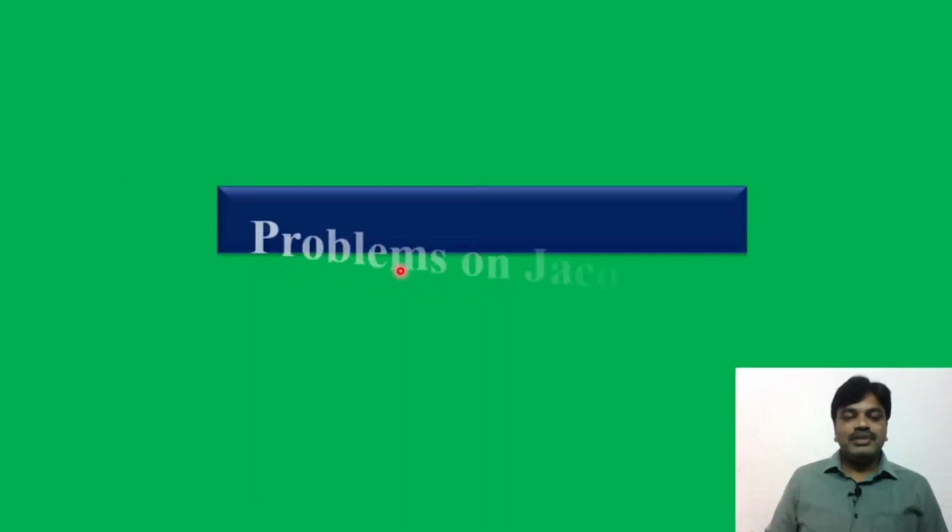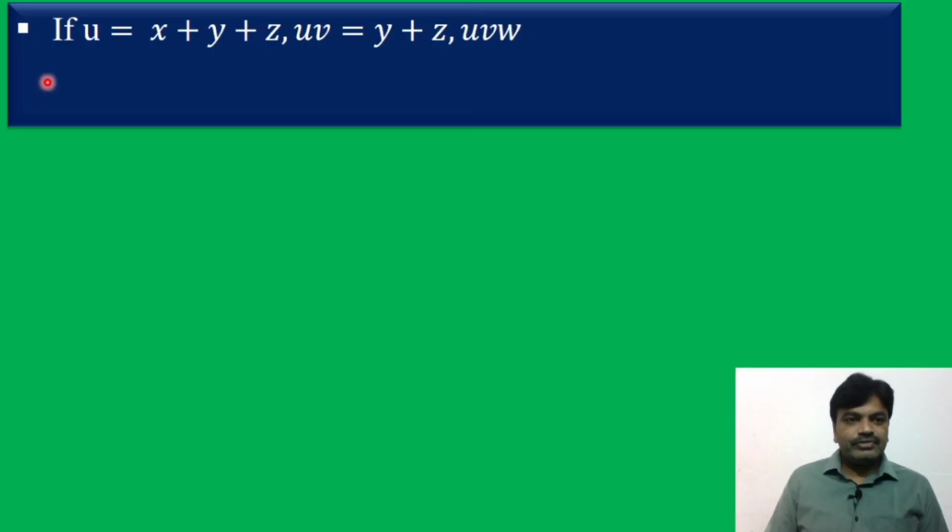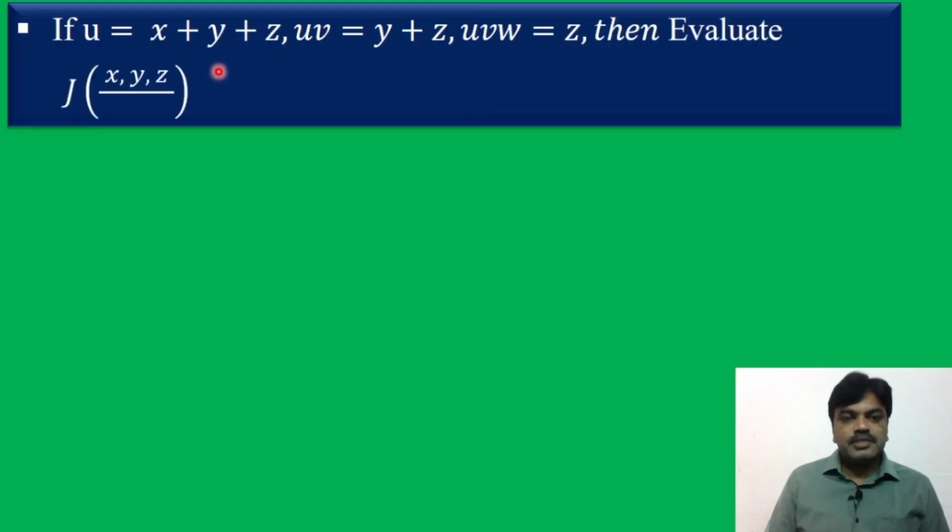Today we discuss problems on Jacobian. Let us see the problem. If u is equal to x plus y plus z, uv is equal to y plus z, uvw is equal to z, then evaluate J of x comma y comma z by u comma v comma w. Okay friends, this is a 2019 question, an important problem. Let us see the solution.